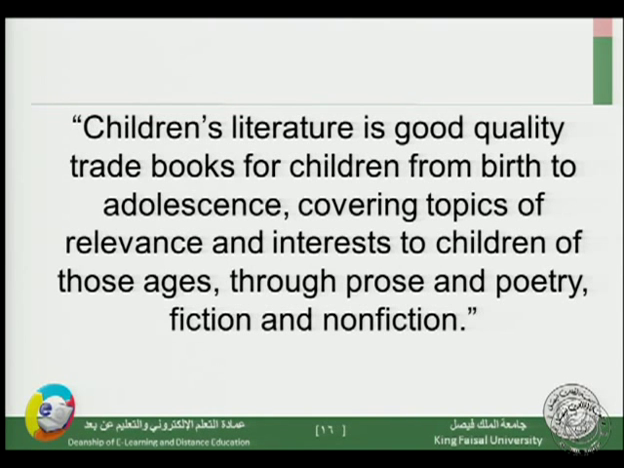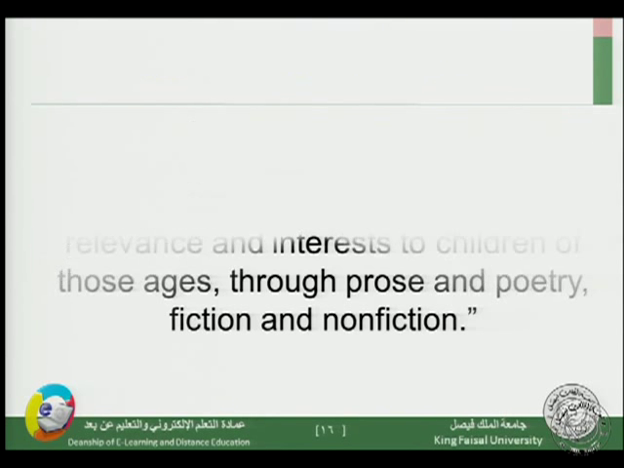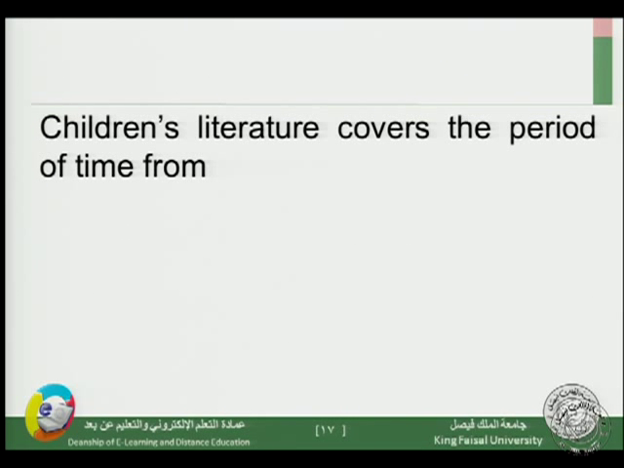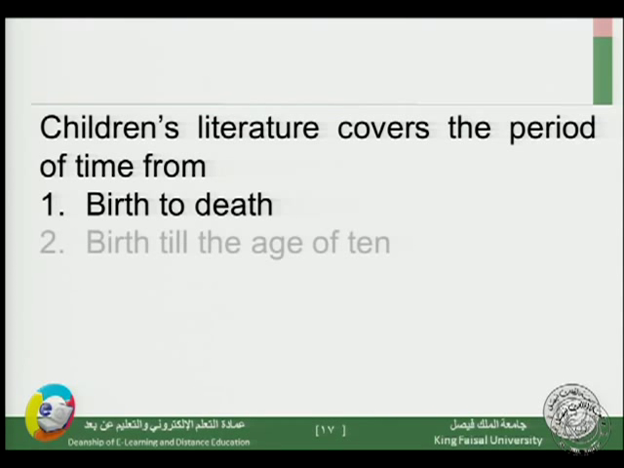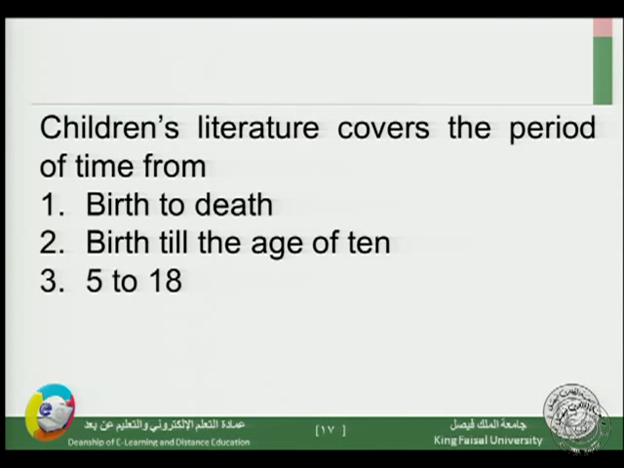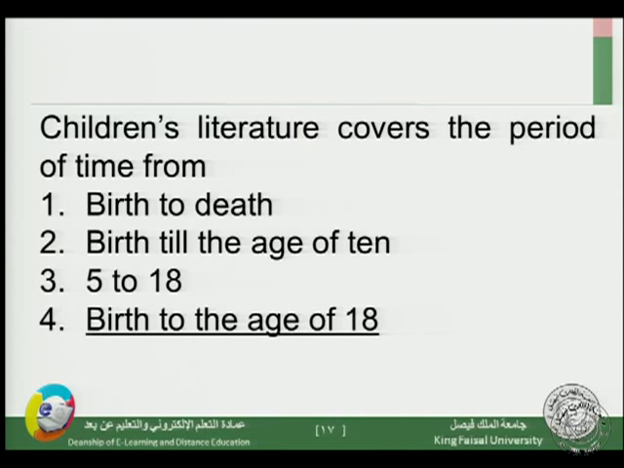Children's literature is good quality trade books for children from birth to adolescence. Adolescence ends at year 18. Children's literature covers the period of time from which period of time? From birth to death? That's a man's whole life. When I say a man, it means a woman also. From birth till the age of 10 or 12, from 5 to 18, from birth, from day 1 to the age of 18, and that is the right answer.